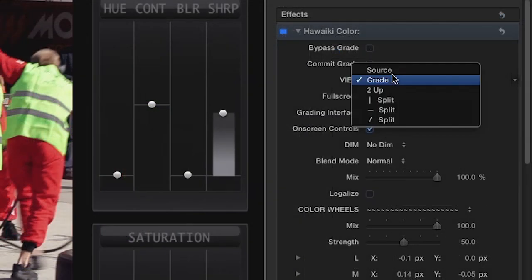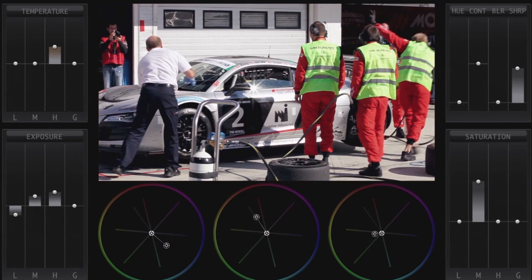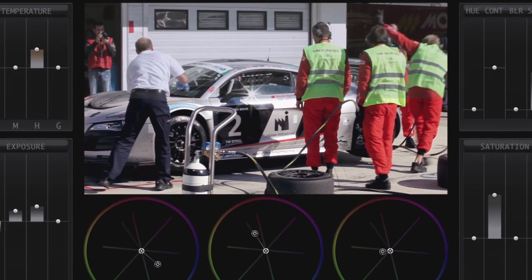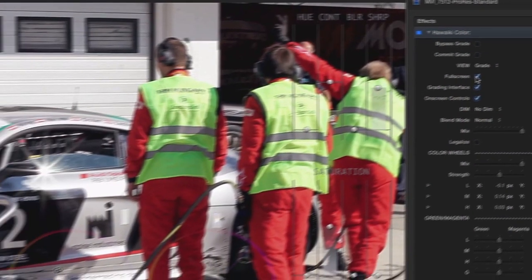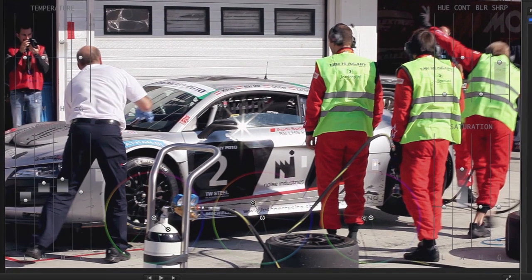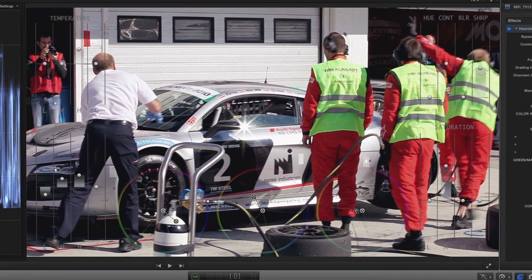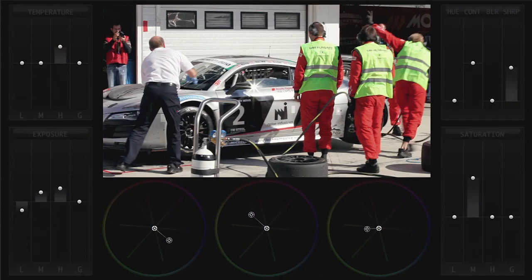The View drop-down menu gives you great ways to compare your grade to your original image: source, grade, 2-up, vertical split, horizontal split, diagonal split. The full screen checkbox allows you to make the clip full screen, but still leaves semi-transparent traces of the on-screen controls up so you can continue grading. Use the Dim drop-down to dim certain aspects of the interface.